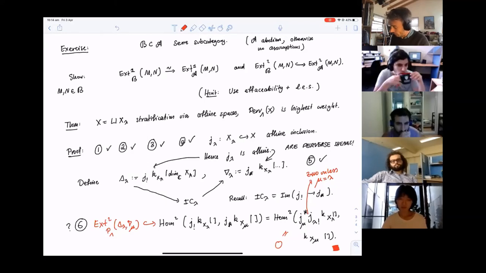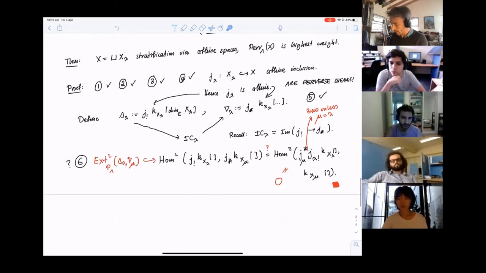We actually don't have the right to. This line we don't know if we're in the derived category of perverse sheaves. And why don't we know it? Because this functor here is not exact. It's only exact if this is an open stratum.